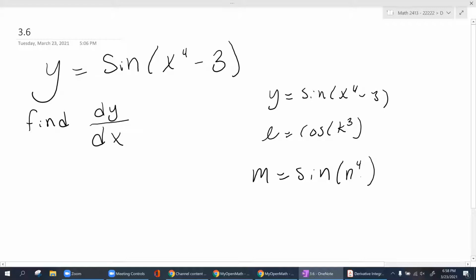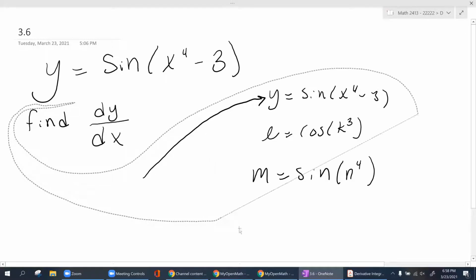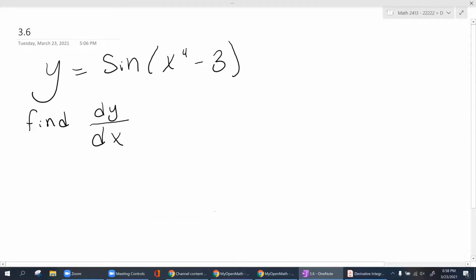So dy dx, how you read this is the derivative of y with respect to x. So that's just saying, hey, I want you to derive that function, but with regards to which variable? With respect to x, meaning you're going to take the derivative of anything that has an x. So if I'm asking here, hey, find dy dx, I've got to find the derivative of that.